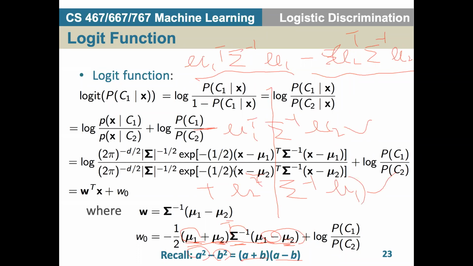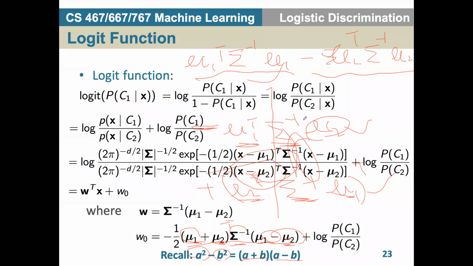If you take the transpose, because this is a scalar, it transposes to itself. This becomes mu1 transpose Sigma, because this is the covariance matrix, it transposes to itself, and this other term also transposes to itself. So these two terms are the same, minus and plus cancel. So these two are really just a generalization of this simple factorization.